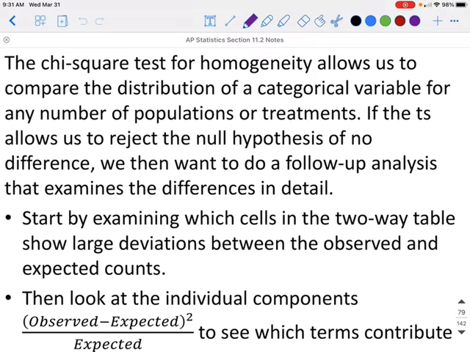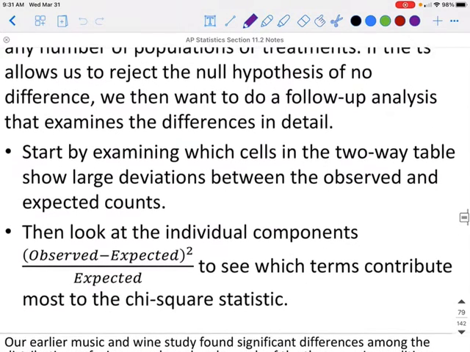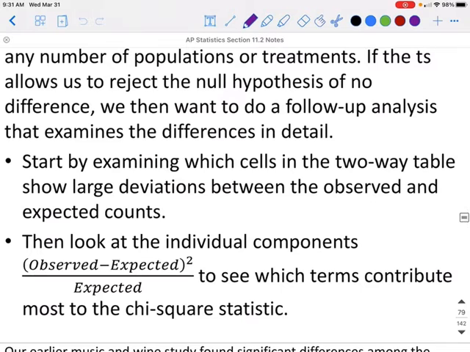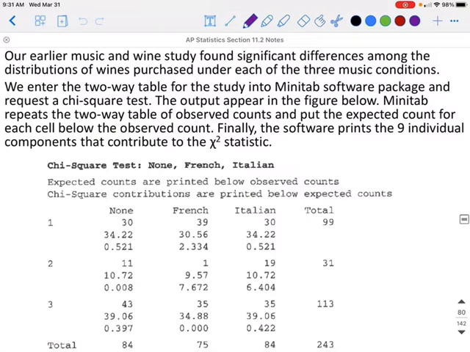If it allows us to reject the null hypothesis of no difference, we then want to do a follow-up analysis that examines the differences in detail. Start by examining which cells in the two-way table show large deviations between the observed and the expected counts. Then look at the individual components of (observed minus expected) squared over expected to see which term contributes most to the chi-square statistic.